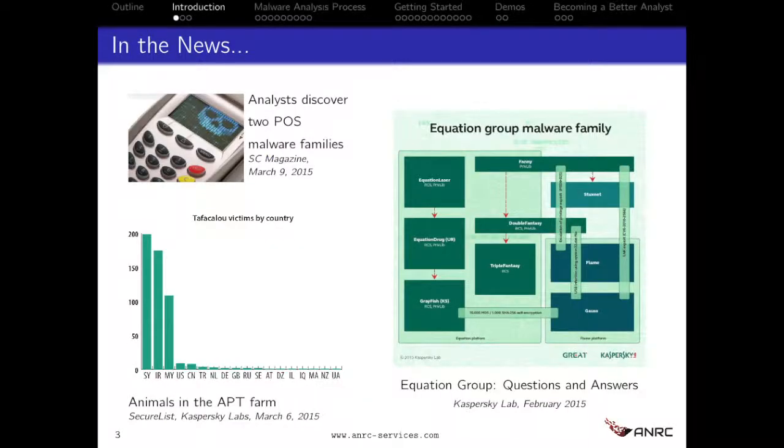So these are some things that just happened earlier this month and sometime last month. Two new point-of-sale malware families were discovered. You have the animals in the APT farm, which is a malware framework that was found targeting Syria via some water hole attacks. And then you also have this latest headline related to Stuxnet and Flame called Equation Group. It has all sorts of capabilities, a very, very large architecture that includes things like infecting hardware firmware.